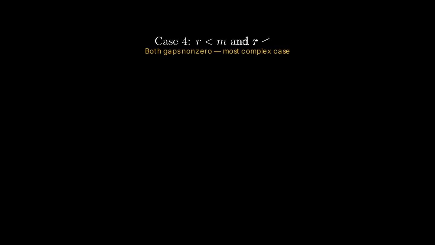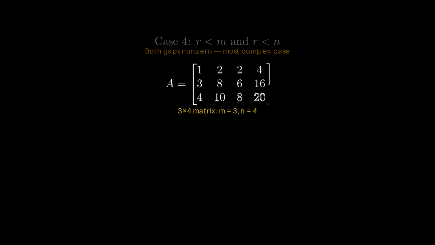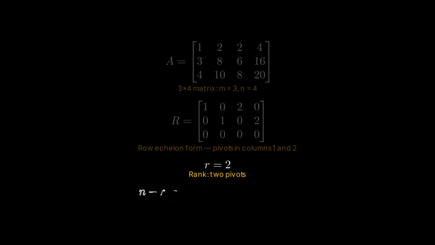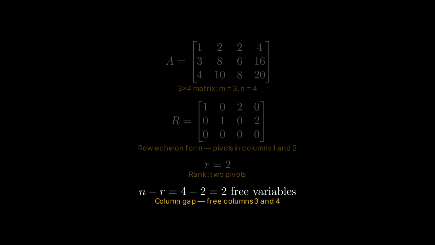3 cases down, the fourth and final case is the most complex. Both gaps are non-zero. Take A with rows 1, 2, 2, 4; 3, 8, 6, 16; and 4, 10, 8, 20. This is a 3 by 4 matrix, so m equals 3 and n equals 4. After elimination, R equals 1, 0, 2, 0; 0, 1, 0, 2; 0, 0, 0, 0. The rank is 2. Now both gaps are active.